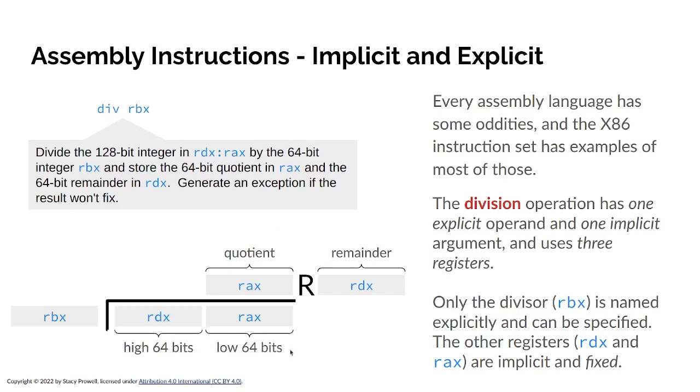So here's a little picture of that down here at the bottom. RDX, RAX, high and low 64 bits. Divide by RBX. Quotient goes in RAX, remainder goes in RDX. Okay, there we go. These are fixed registers. RAX and RDX are the ones that you use. You can't use other registers to do this. The divisor, you can pick. In this case, I used RBX, but I could have used RCX or something else.